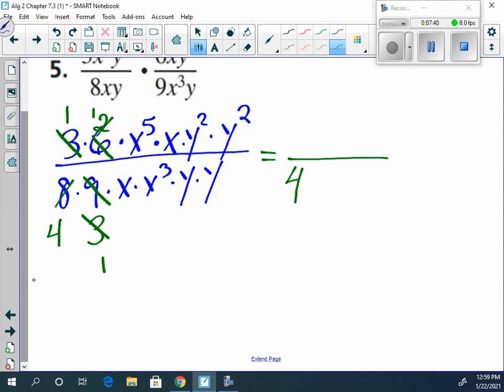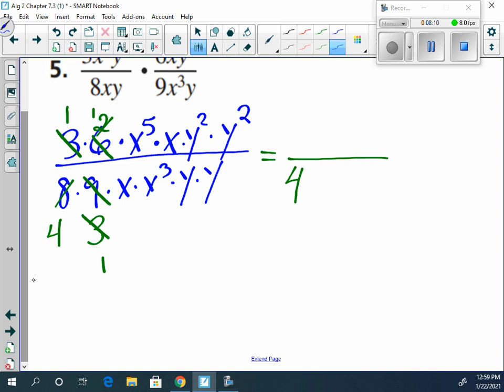Now we can look at the variables. Now we have x to the fifth times x. So how many x's do I actually have on top? 6, right? Because x to the fifth tells me I have x multiplied by itself 5 times. And then we have 1 more, so we have 6 on top, yes? And on bottom, I have x times x to the third. Well, how many x's do I have on bottom? 4, yes? Anything divided by itself is always signified as 1, yes?